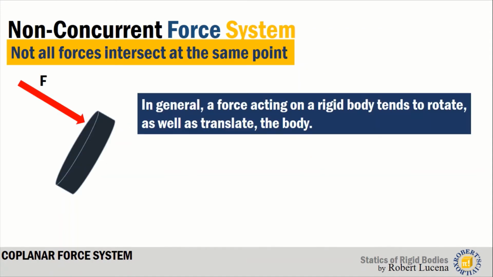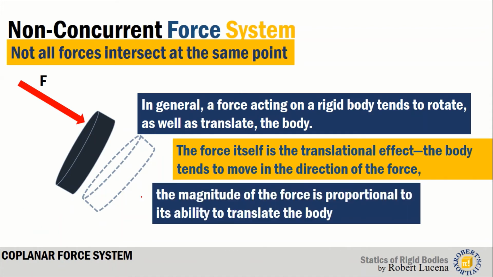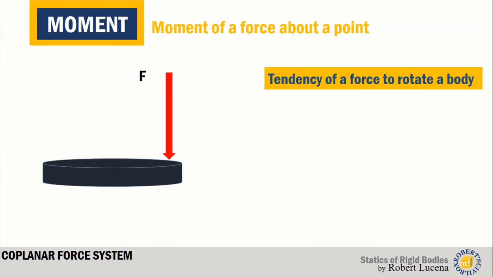Okay, so in general, a force acting on a rigid body tends to rotate. If the forces are not concurrent and act on an object, they would tend to rotate or translate the body. As you can see in the figure, this body upon application of force tends to rotate and to displace. So this will move here and then this could rotate. The force itself is the translational effect on the body, which tends to move in the direction of the force, and the magnitude of the force is proportional to its ability to translate the body. So if the force is bigger, the acceleration would be bigger according to Newton's second law of motion.